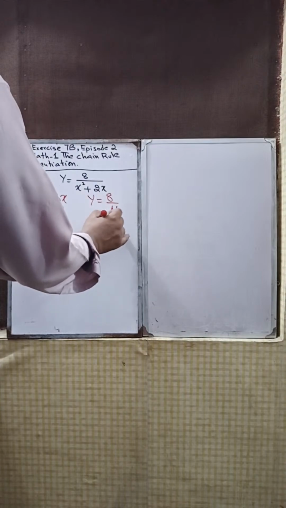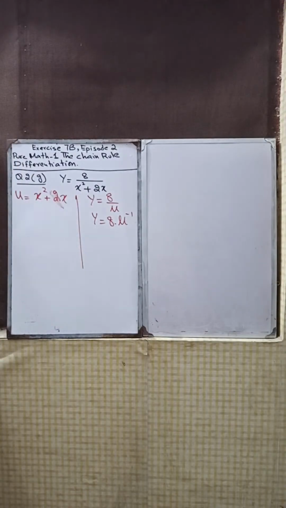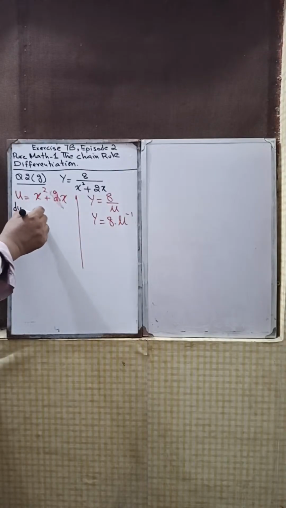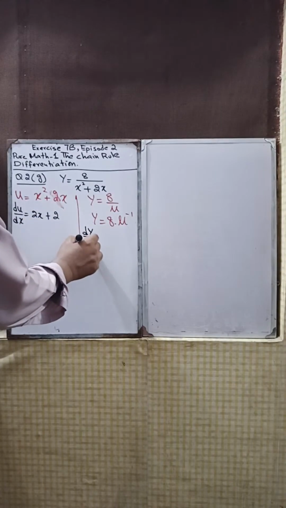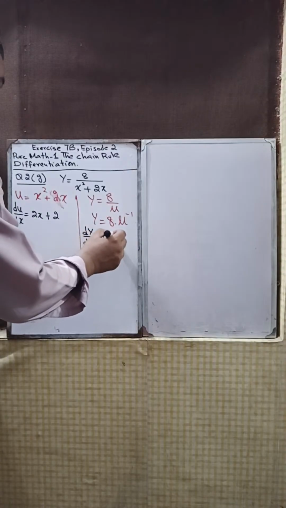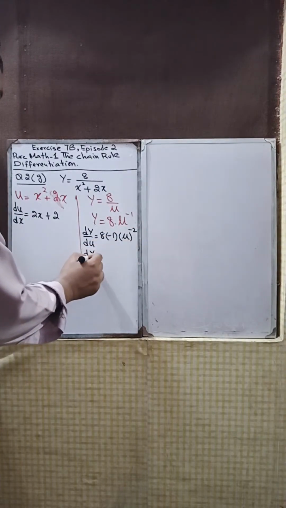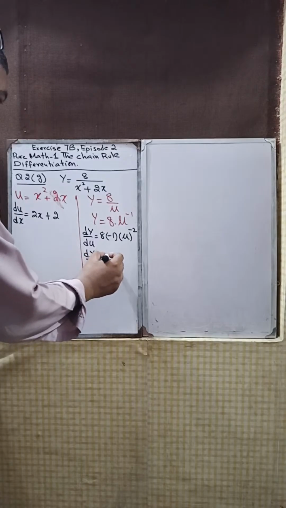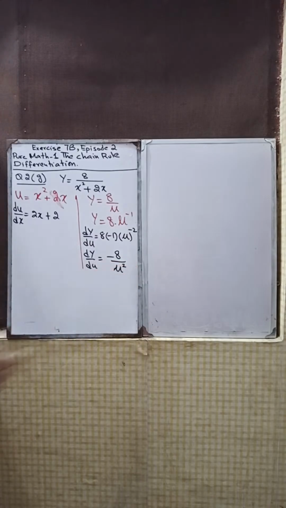So y is equal to 8 into u raised to power minus 1. Now I will differentiate u with respect to x. So du by dx will be 2x plus 2. And I will differentiate y with respect to u, and it will become 8 into minus 1 into u raised to power minus 2. So dy by du equals minus 8 divided by u square.